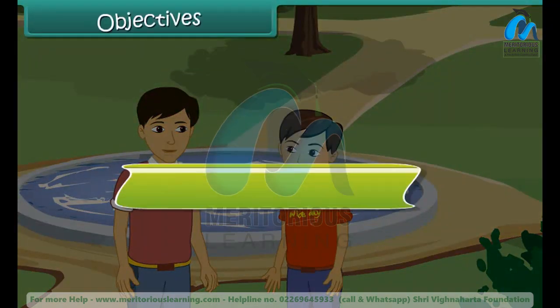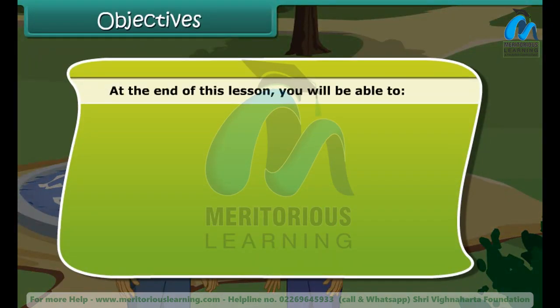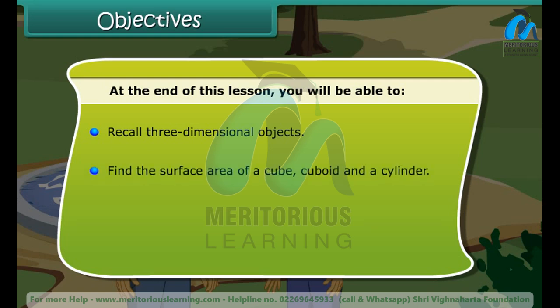Objectives. At the end of this lesson, you'll be able to recall three-dimensional objects, find the surface area of a cube, cuboid, and a cylinder, and learn about the volume of solids such as cube, cuboid, and cylinder.